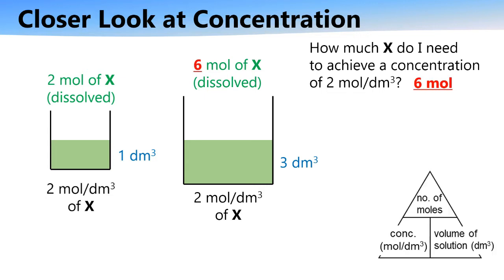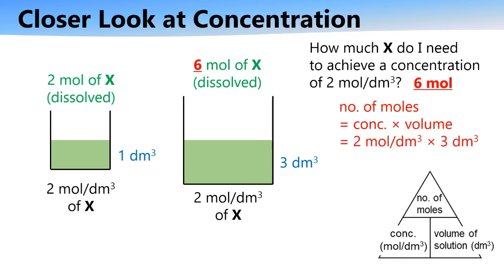Okay, because to get the same concentration, when I ask the number of moles, I will need to multiply the concentration by the volume of the solution. So in this case, the number of moles would be concentration times volume, which is 2 moles per dm cube multiplied by 3 dm cube, and I get 6 moles.